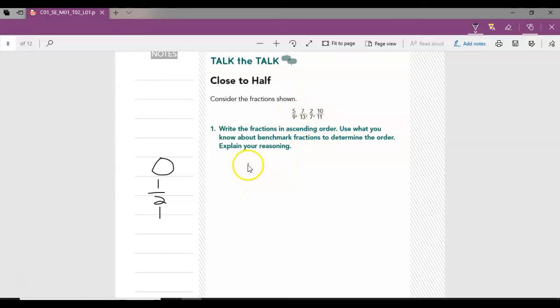Okay, so 5/9. Since 5 is about half of 9, your numerator is about half of the denominator, we will say that 5/9 is about or closer to 1/2. Even though it's not exactly 1/2, it's certainly not closer to 0 or 1 than it is to 1/2. Okay, so 7/13. 7 is about half of 13, so we'll also say that 7/13 is close to 1/2.